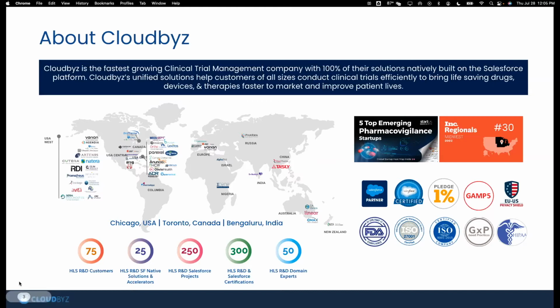And so our co-founders thought to themselves, what if we had one single system that had everything, included end to end? And that's exactly what Cloudbyz does. So I just wanted to set the scene here as to what we do.